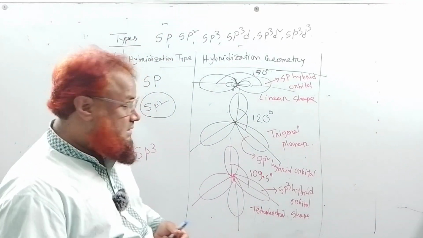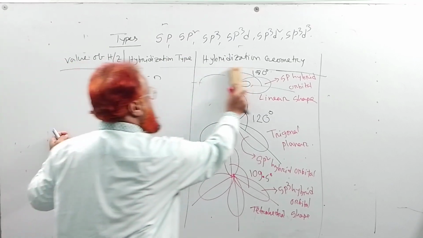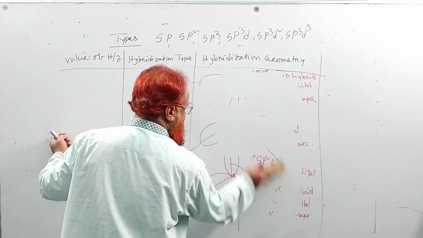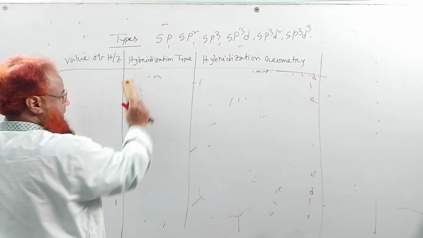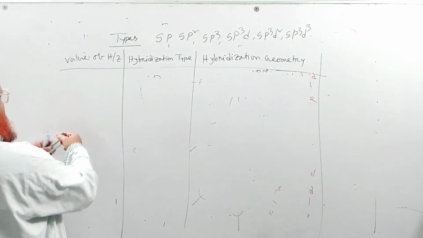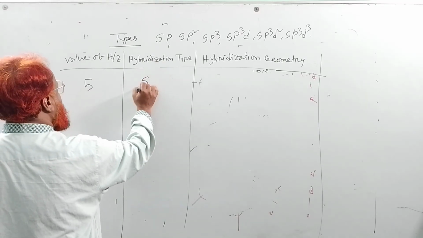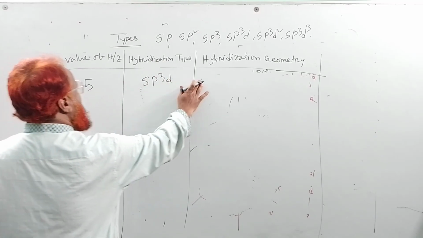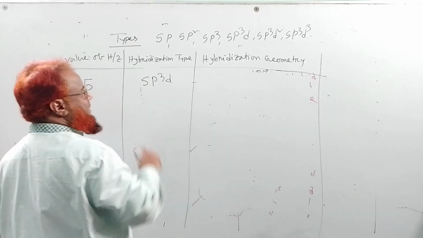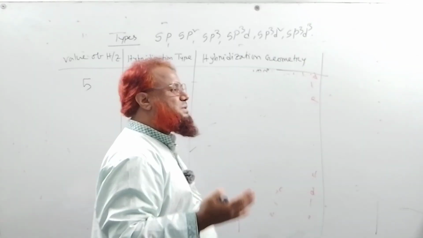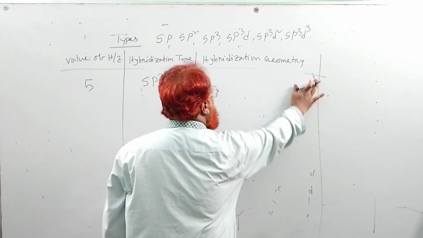Now, the next type is sp3d. Here the value of H is 5. Hybridization type is what? sp3d. So, one s, 3 p and 1 d, so the total hybrid orbitals produced will be 5. And how are they arranged?